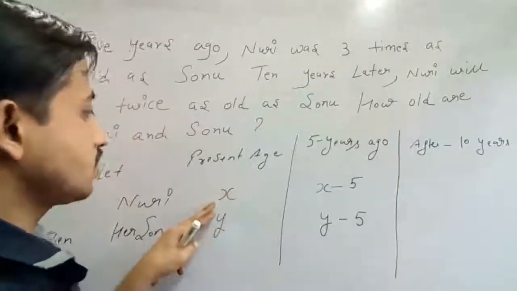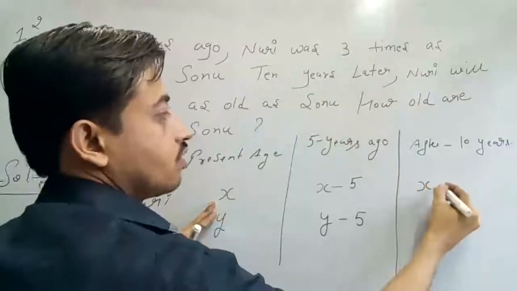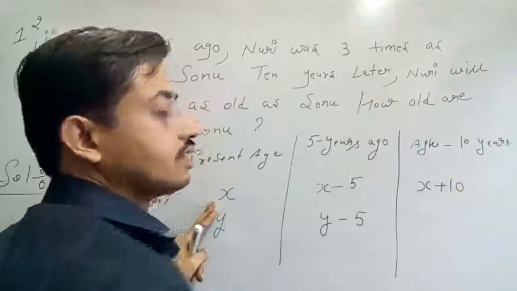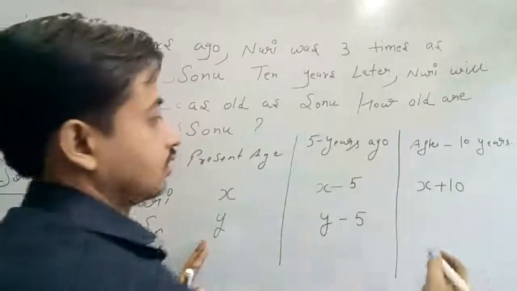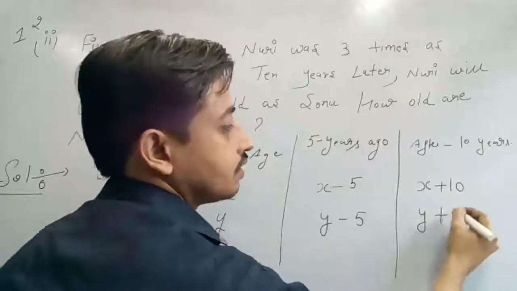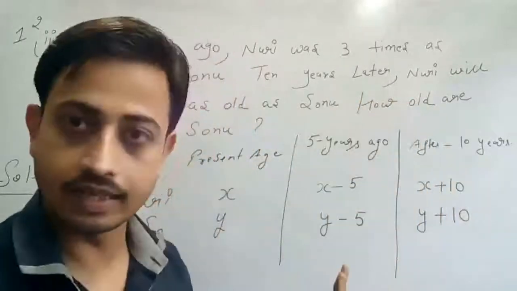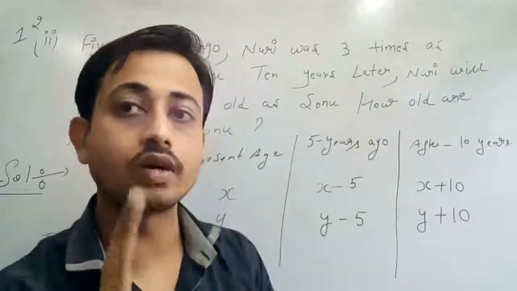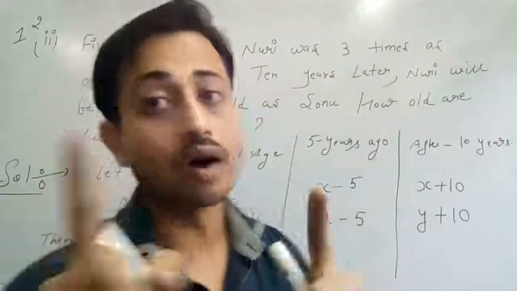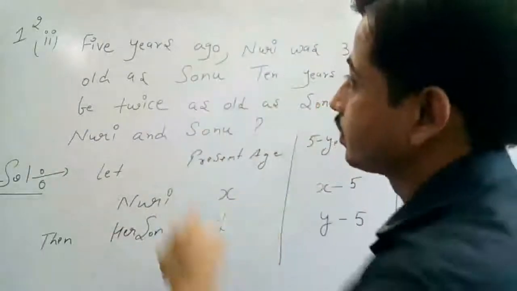The present age of Noori is X. Then what will be the age after 10 years? X plus 10. And what's the age of her son? Y plus 10. Now we have to read the statement very carefully according to the given condition. What does it say? Please read the statement.